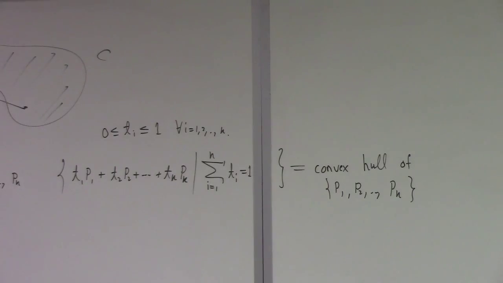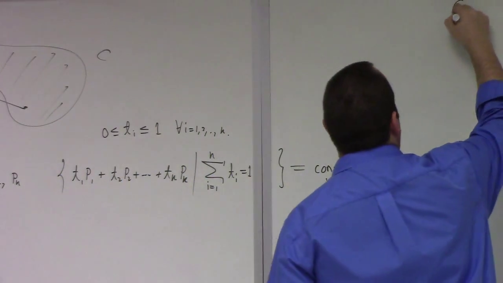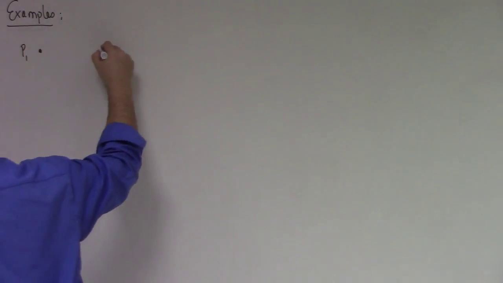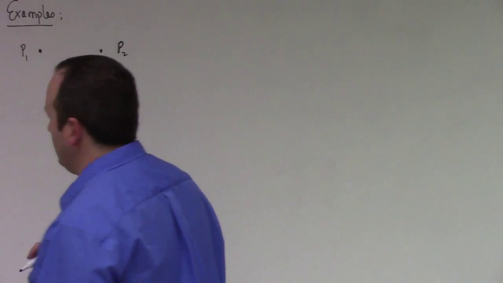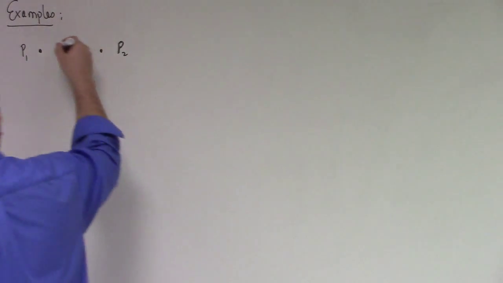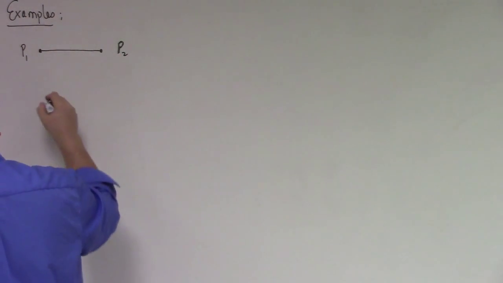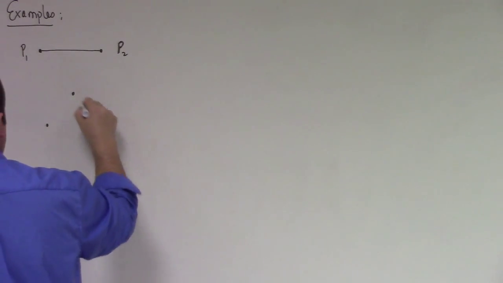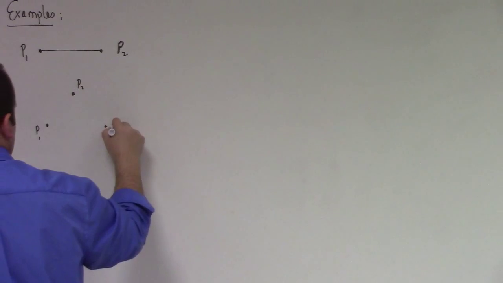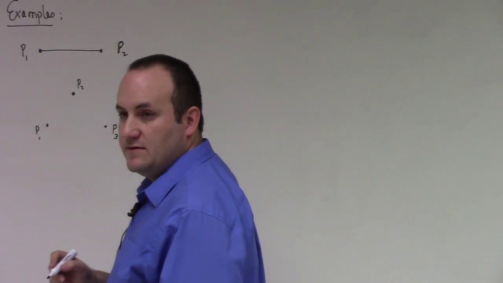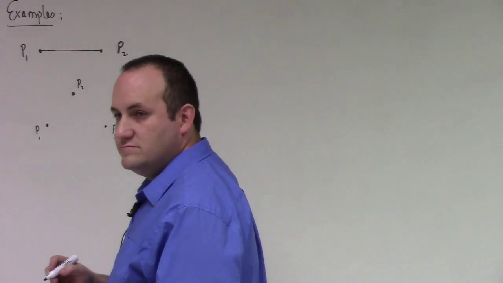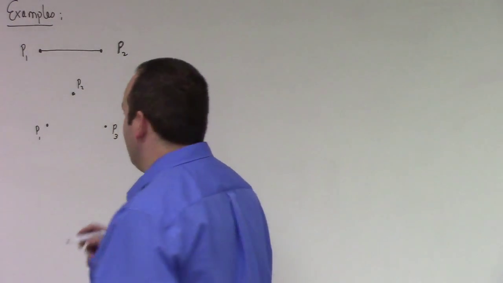So just to give you some simple examples, if I have 2 points, say P1 and P2, what's the convex hull of the set containing those 2 points? Right. If I have 3 points, what's the convex hull of the set containing those 3 points? Yeah, it's the triangle. It's the filled-in triangle.